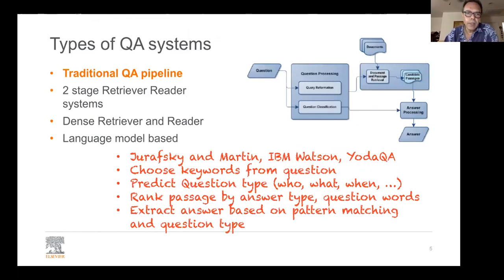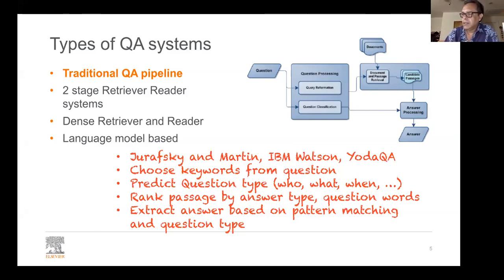So the first kind is the traditional, right? I mean, it's so traditional, it's covered in Jurafsky and Martin. And it looks a bit like the flowchart on the right, right? Hang on a bit. Okay. So other examples of these systems are IBM Watson and YodaQA, but those are of course much more complicated.